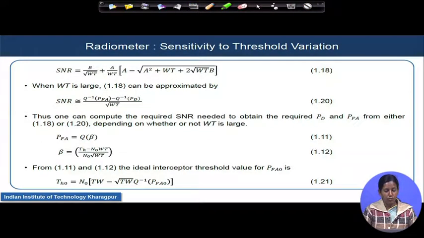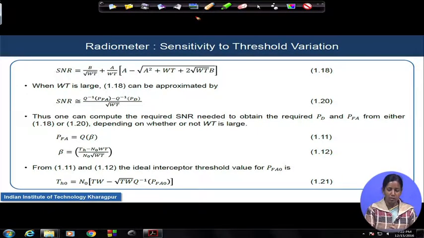Now we will try to see how SNR varies over the different components involved in this expression. One important part that I am seeing in equation 1.18 is the quantity W into T, which is the gain bandwidth product. When this W into T is very large, the SNR equation can be approximated by equation 1.20. Here you see it is the difference between the inverse Q function of the false alarm probability and the inverse Q function of the detection probability, divided by the square root of this gain bandwidth product.